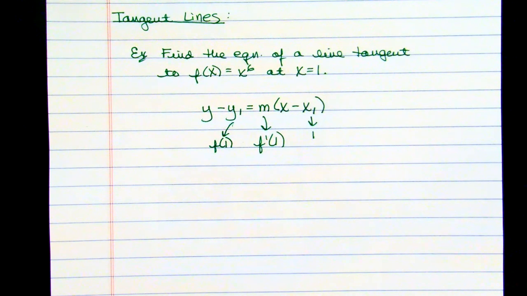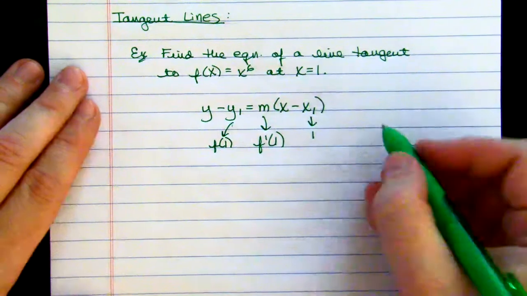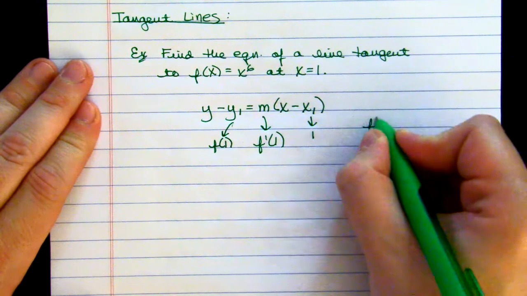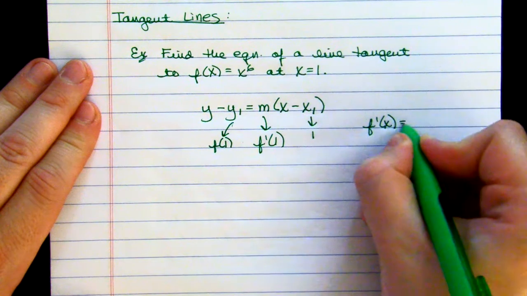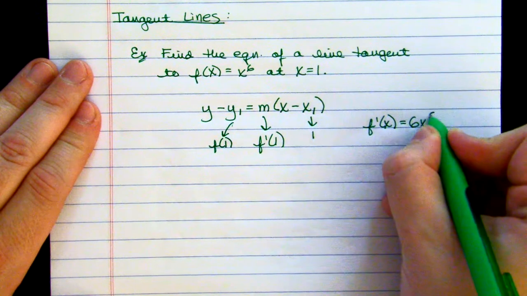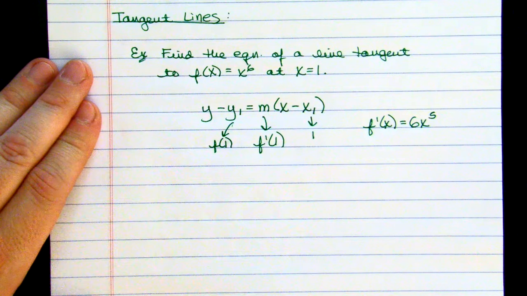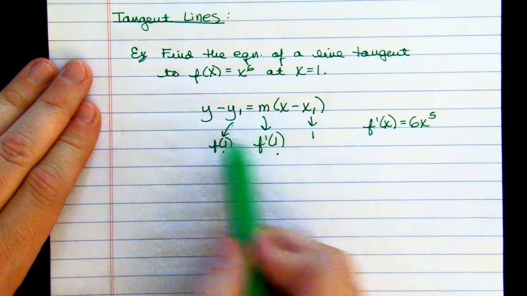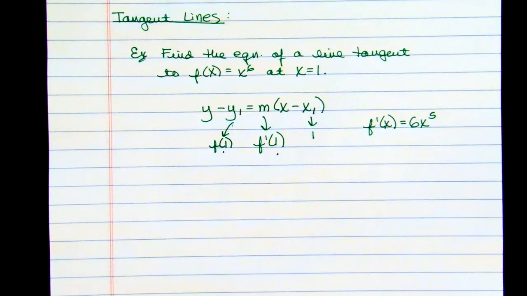Okay, so we have a little bit of work to do now. We need to find f prime of x. I can do that quickly over here. F prime of x equals 6x to the 5th. And now that I have that, you need to find f of 1. You need to find f prime of 1, and then just plug in all the pieces. See if you can finish this off.